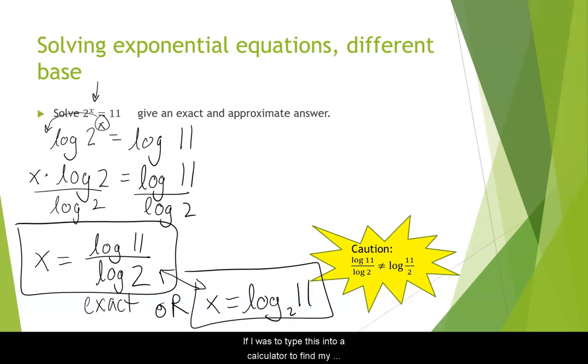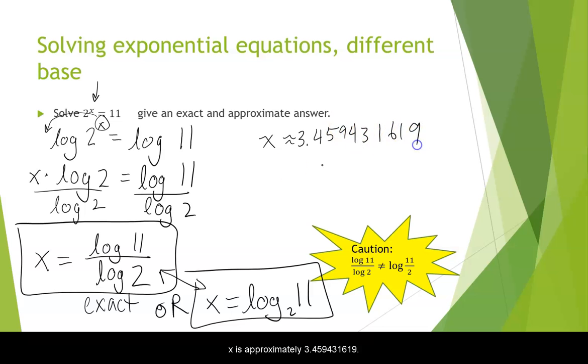If I was to type this into a calculator to find my approximate answer, I would do common log 11, close parentheses, divided by common log 2. x is approximately 3.459431619. The homework is not very good about telling us when we should round, but a general rule of thumb when working with logarithms seems that we frequently round to 4 decimal places.